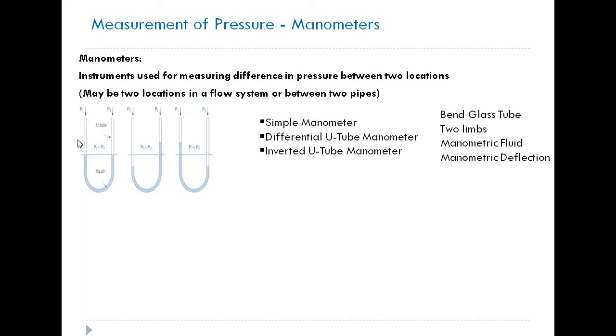Let us see the construction of the U-tube manometer. So this is a simple sketch of a U-tube manometer. It is a bent glass tube. The glass tube is bent in a U shape. It has got two limbs. This is called the left limb, this is called the right limb. These two are connected to form a U shape.